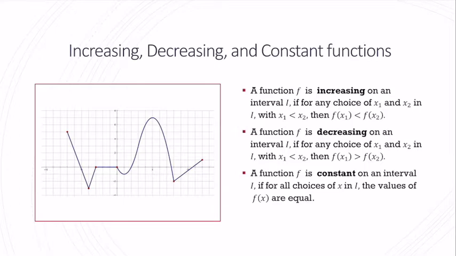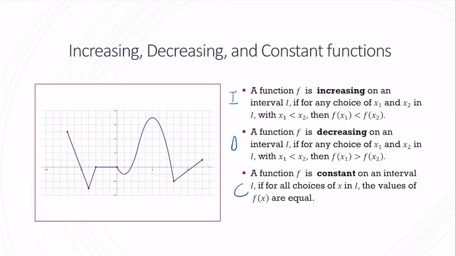Another thing we can tell from looking at the graphs of functions is where they are increasing, decreasing, or constant. So let's label a function. When it's increasing, it's going to look like it's going uphill. Decreasing, it's going to look like it's going downhill, and we'll see where it's constant.